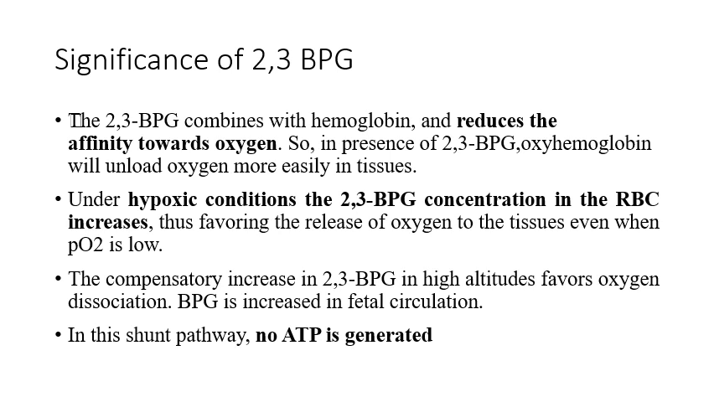The compensatory increase in 2,3-BPG at high altitudes favors oxygen dissociation, and it is increased in fetal circulation. Remember, no ATP is generated in the 2,3-BPG shunt or Rapoport-Luebering shunt. So even this question can be asked, Rapoport-Luebering shunt. In that also you have to write the same thing, draw the pathway and write the significance of this pathway. Rapoport-Luebering shunt and 2,3-BPG shunt are one and the same.